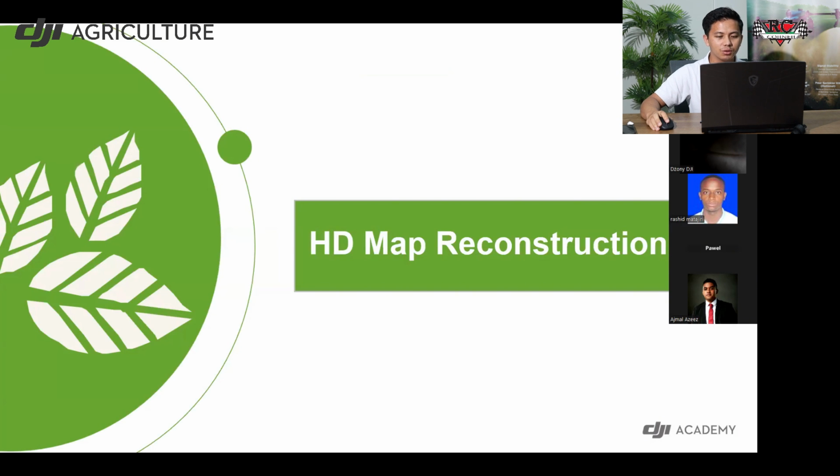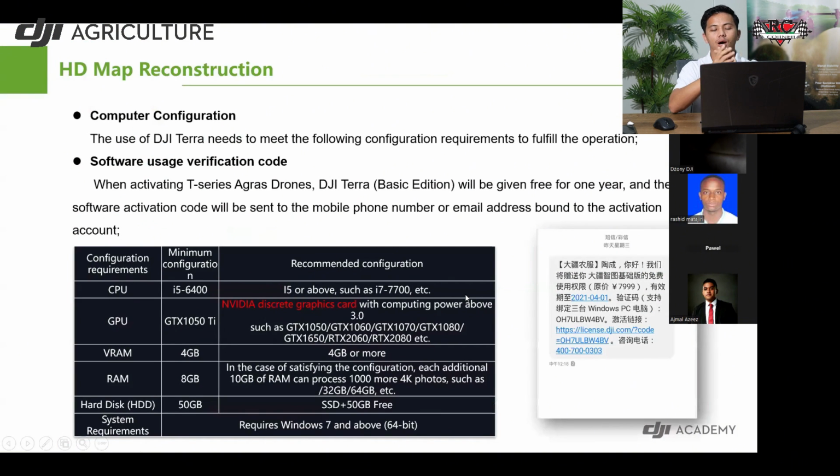So the most important thing today is map reconstruction. Before that, you activate your DJI Terra gift license. Remember, once you buy the Agras drone and activate it, you get a gift license for 1 year. If you didn't know, you can check your activated email.